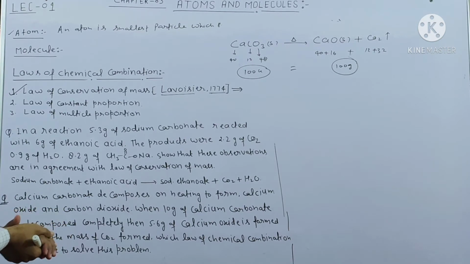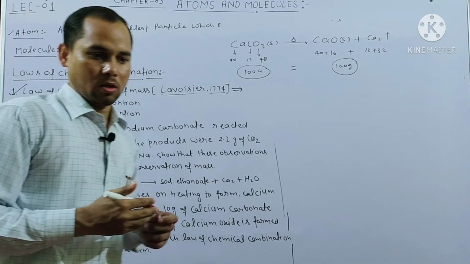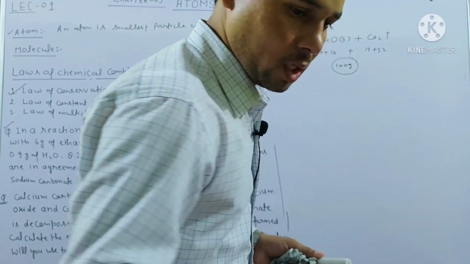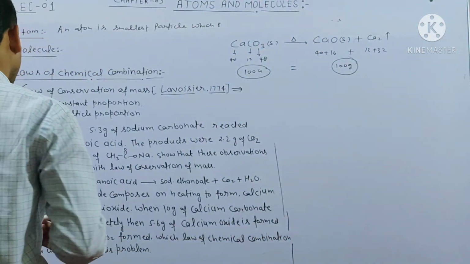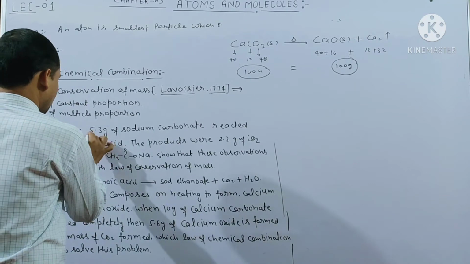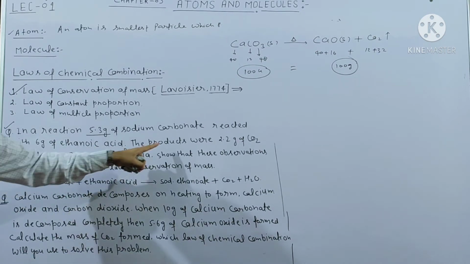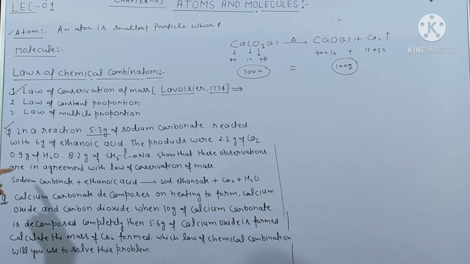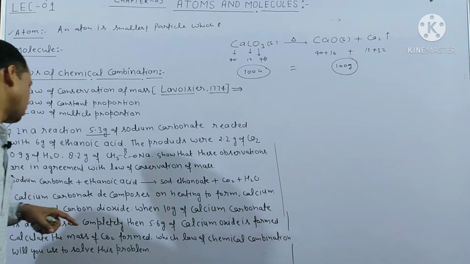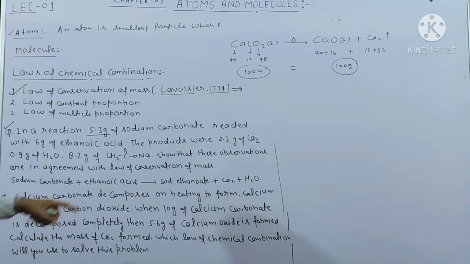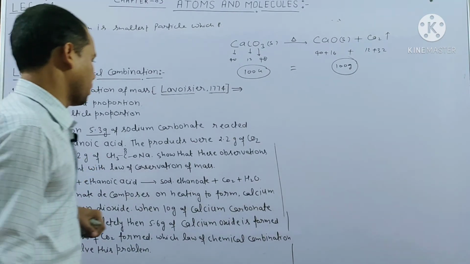Now let's take one example to explain this law more clearly. This is actually an NCERT question, given on page number 32. In a reaction, 5.3 gram of sodium carbonate reacted with 6 gram of ethanoic acid, and the products were 2.2 gram of CO2, 0.9 gram of H2O, and 8.2 gram of sodium ethanoate. Show that these observations are in agreement with the law of conservation of mass.